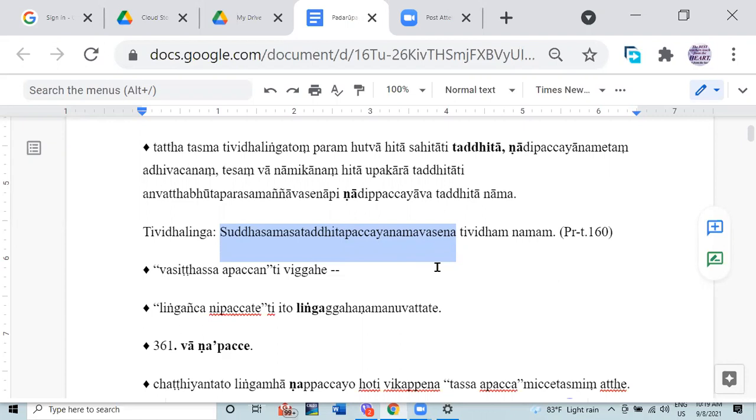But here, this long samasa, soda samasa, taddhita pachaya nama vasena, is the yibonya method. This is one of the 40 methods, one of the important methods. So we can say ikade siu bajara. By way of ikade bajara, you will see later that after akhyata words also we can use taddhita suffixes.